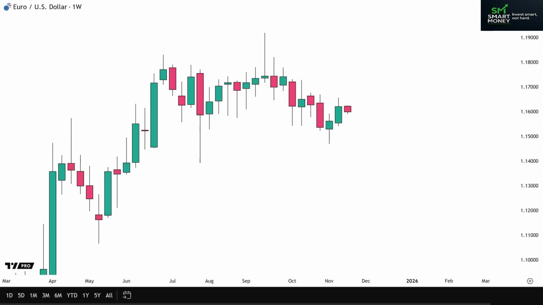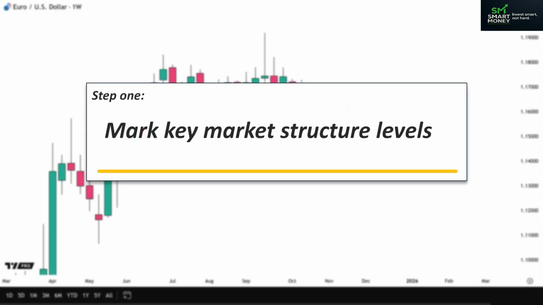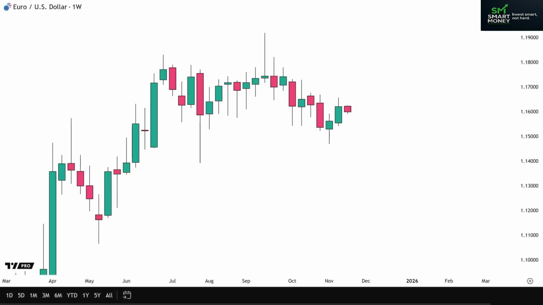Step 1. Start with the weekly time frame. On this higher time frame, the only thing we need to focus on is identifying and marking key market structure levels. That's all we use the weekly chart for. We don't apply any other concepts here because they aren't necessary.